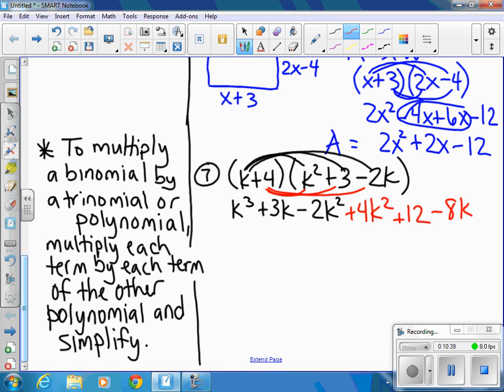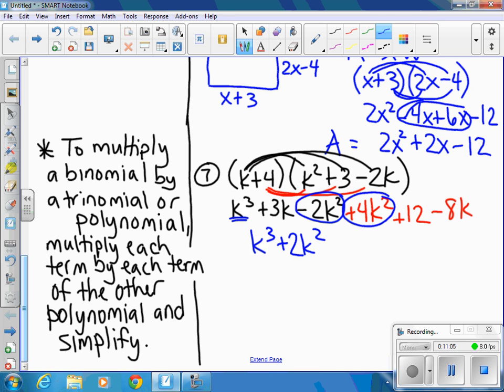Now that you've got this big old long stretch of stuff, you need to combine like terms and put them in order from highest power to lowest power. As I go through this, I see that k to the third power is my highest one. Nobody goes with it, so my answer must start k cubed. Then I go to k squareds. I've got a negative 2k squared right here and a positive 4k squared right here. I need to combine those. Negative 2 plus 4 is positive 2k squared.